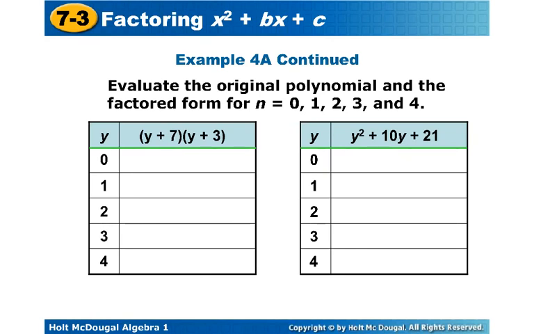So what you're going to do is plug in this value of 0 for each one of them and then evaluate. So if I plug it in, you have 0 plus 7 times 0 plus 3. Simplifying, this just becomes 7 times 3, which gives me 21. If I evaluate over here, y squared, so that gives me 0 squared, plus 10 times 0 plus 21. Well, this is 0 plus 0 plus 21, which just gives me 21. So both of them are good with each other.